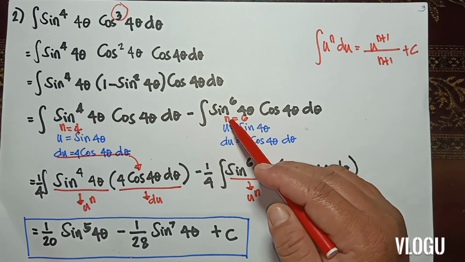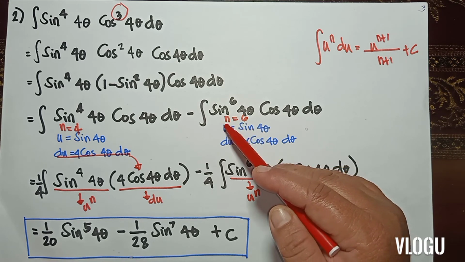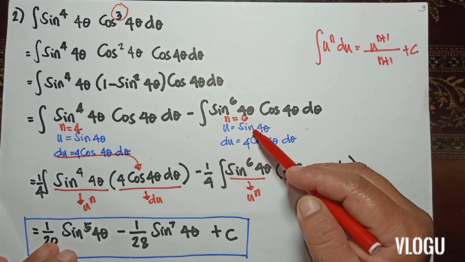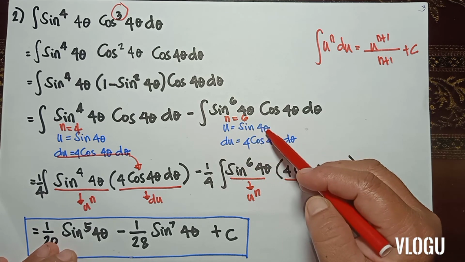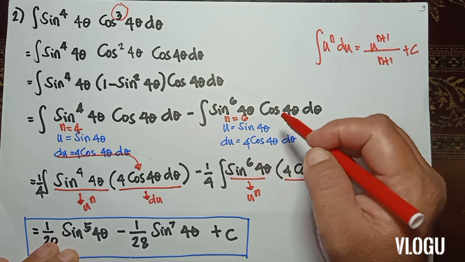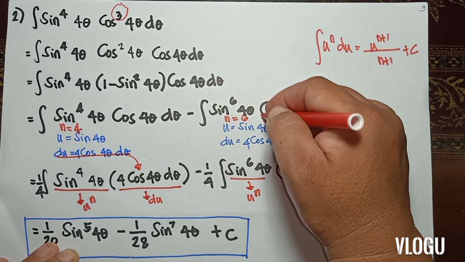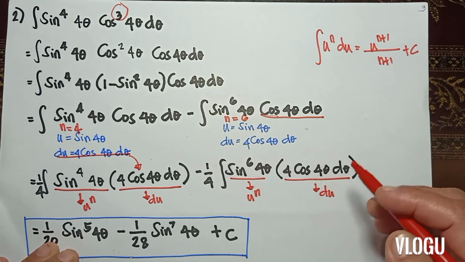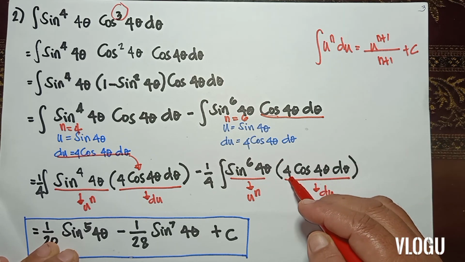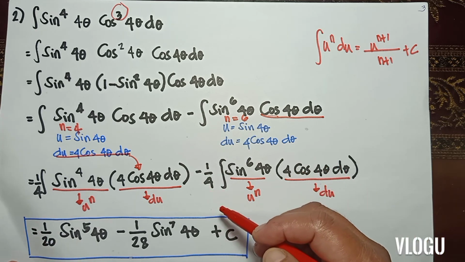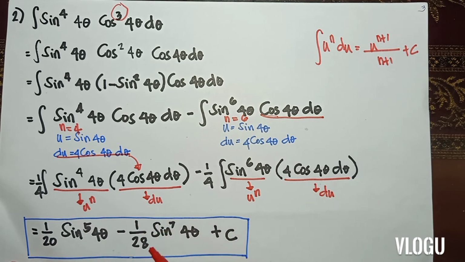So do it here. Our n is 6. Then u is equal to sine 4 theta. Du, that is derivative of sine, that is cosine 4 theta, derivative of 4 theta, that is 4. So 4 cosine 4 theta d theta. What we have here is only cosine 4 theta d theta. That is lacking of 4. So du, we multiplied with 4. Then we are going to multiply outside with 1/4. This is now a complete form of u to the n du.